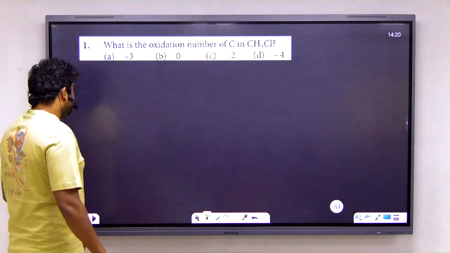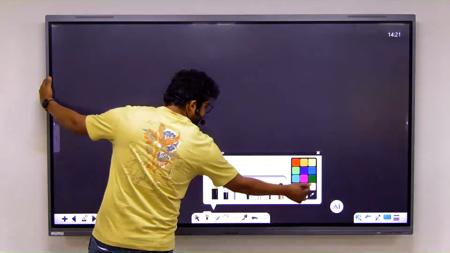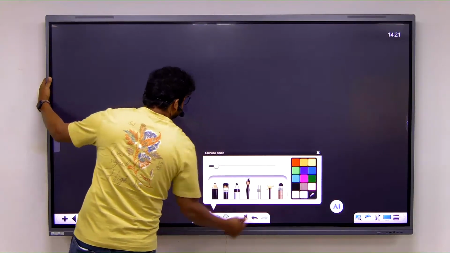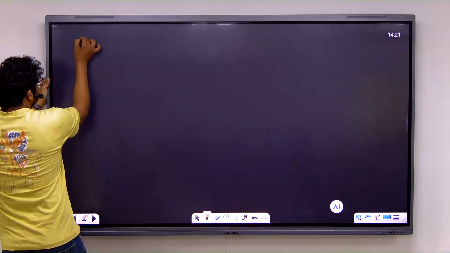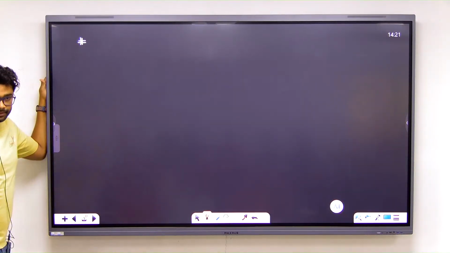So along with that, you can continue with a number of examples in the same scenario, that is 1,2 hydride shift, 1,2 methyl shift we did.